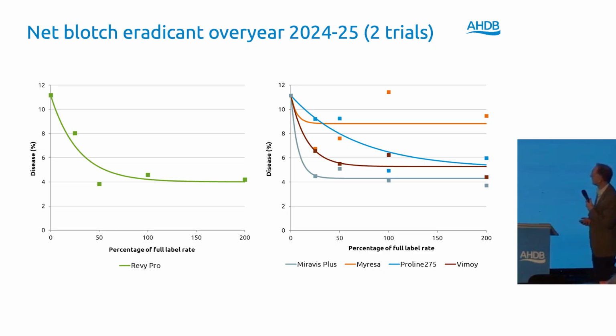When we look over 2 trials over 2 years on net blotch, in eradicant situations, again, mefentri perhaps not quite as strong in a curative as it is in a protectant situation there, but actually the SDHIs are coming out really well there in a more curative net blotch situation. Both Miravis and Vimoy looking very, very strong. And actually, although Proline and Myrisa don't look great, the mixture looks pretty good there in Revi Pro.